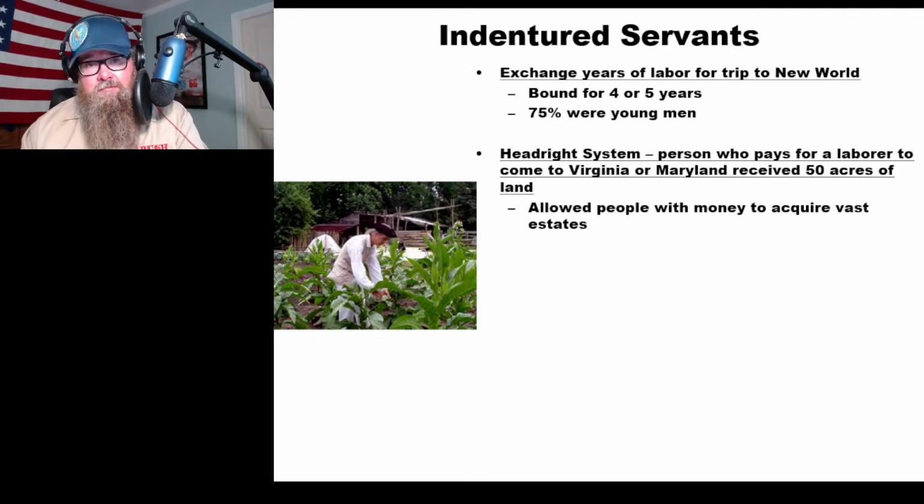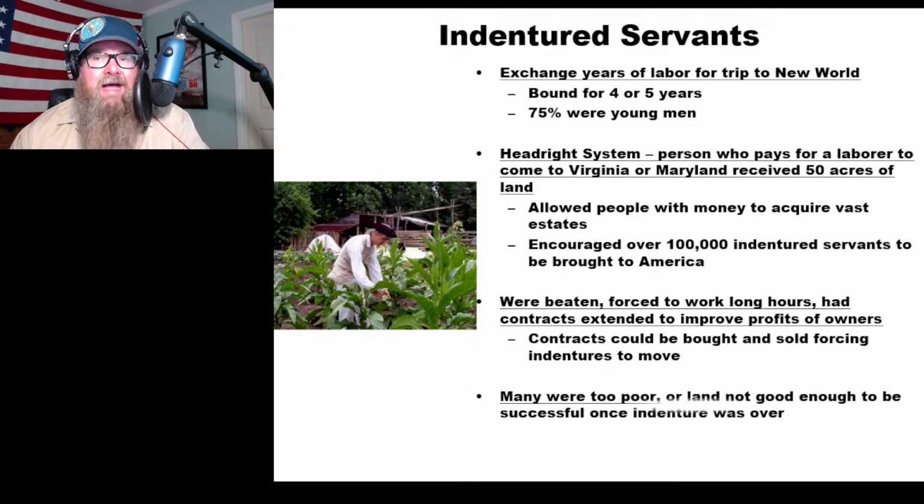And the thought for the majority of them was they would get land at the end of that time period, whatever they signed for. Now, that headright system, we've already talked about it before, but I put it up here again, right? The rich people, the elite, would get more land for the more people they brought over, because they needed people to work the land. So they get 50 acres per person, and they should be giving some of that to the indentured servants once they fulfill their contract. So you get 100,000 of them that are brought over, right?